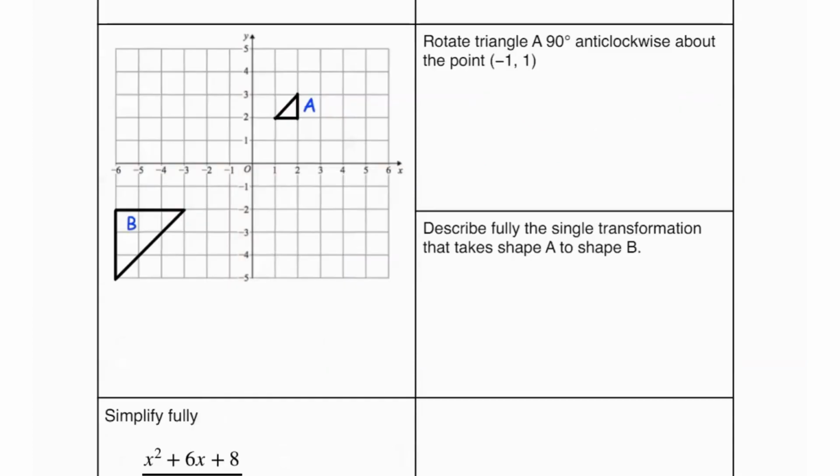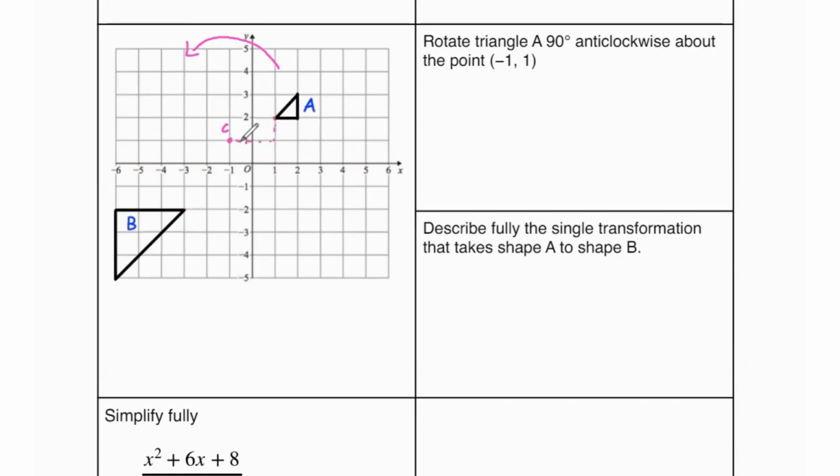Next question says rotate triangle A 90 degrees anti-clockwise about the point (-1, 1). So (-1, 1) is this point. So this is your center, and they want us to rotate this 90 degrees anti-clockwise. So anti-clockwise is going to be in this direction.